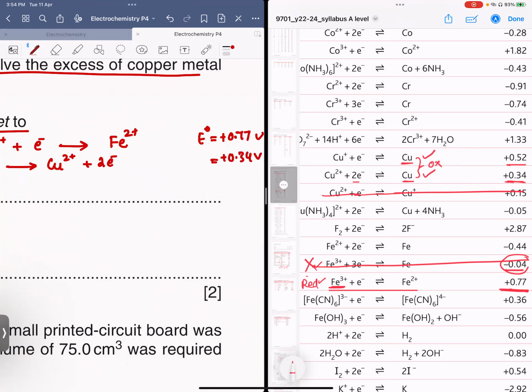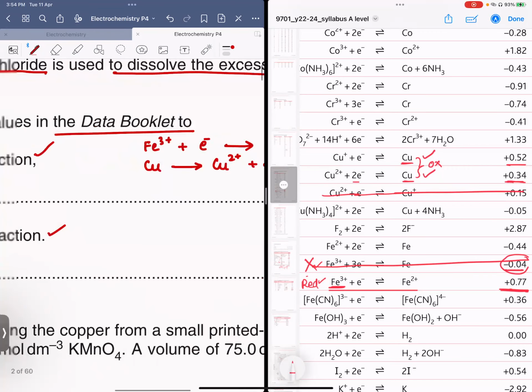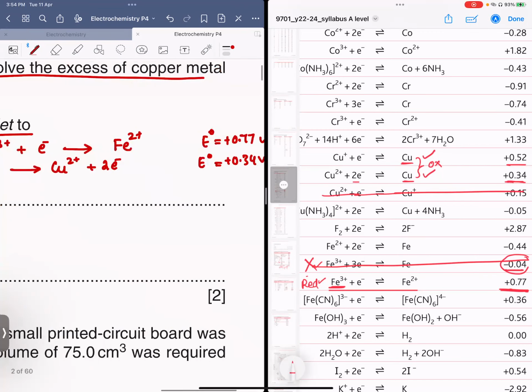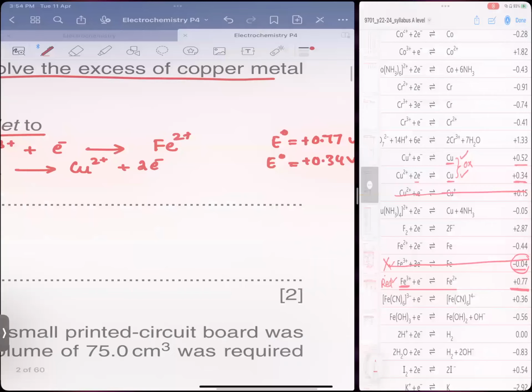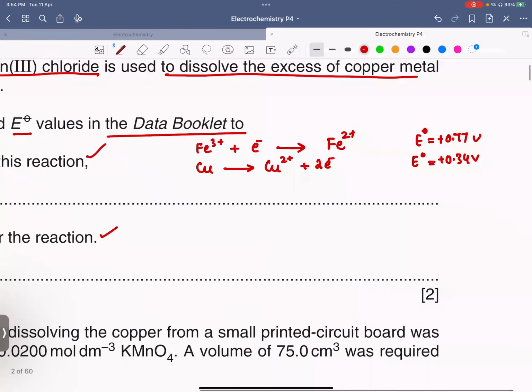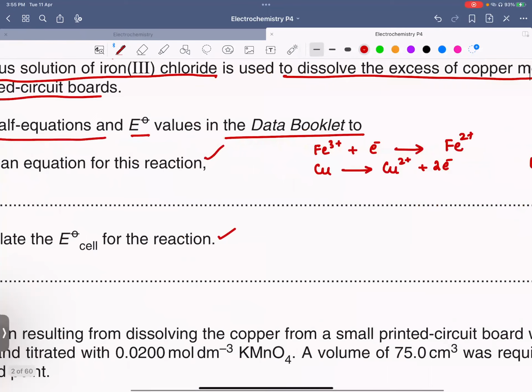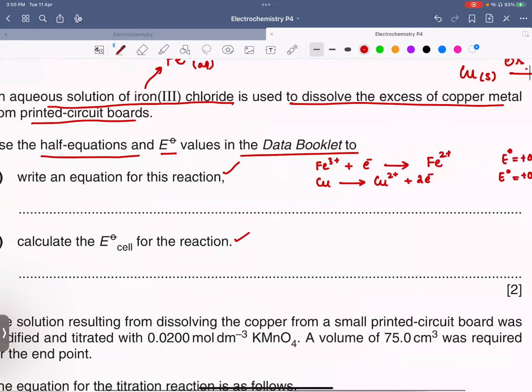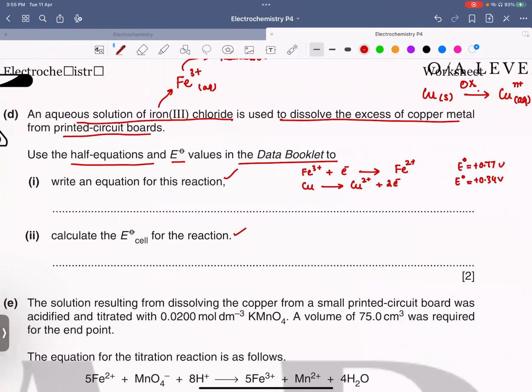0.34 volt. If you have experience doing this, then you don't need to do all this working. I'm just doing this for you people. Otherwise, you can do it easily without this. Yes, you can do it directly because they haven't provided you a space. So the main task is to write the net equation over here only.